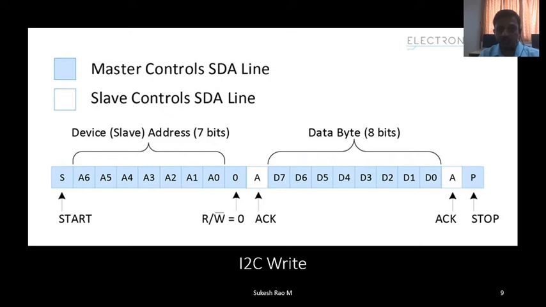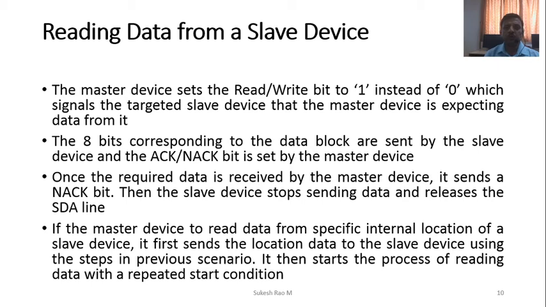Now you may get an acknowledgement bit here. Once you get an acknowledgement bit, then you get the data bits. So the master will send the data to be written, and again an acknowledgement and stop. So this is how you are writing a certain value to the particular slave device. The device could be anything. So this is the protocol. Next, you see how you're going to read it.